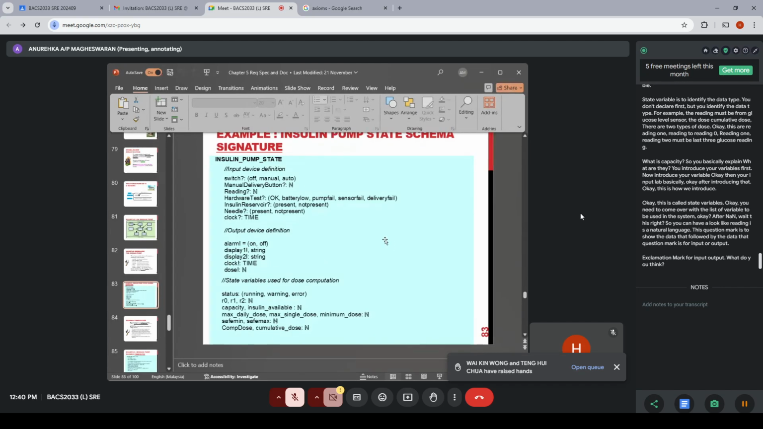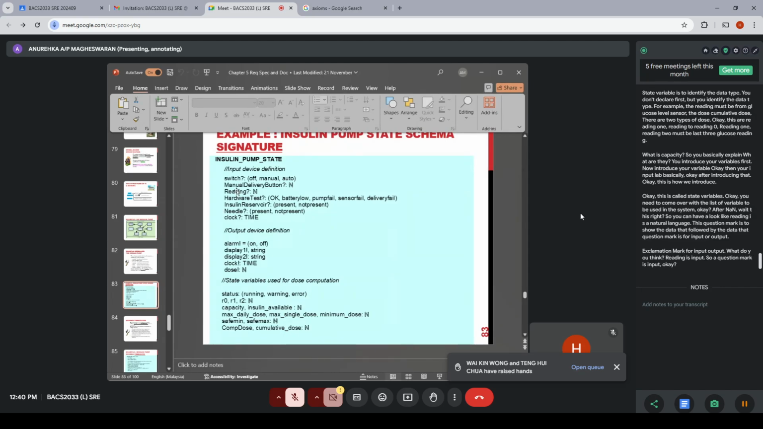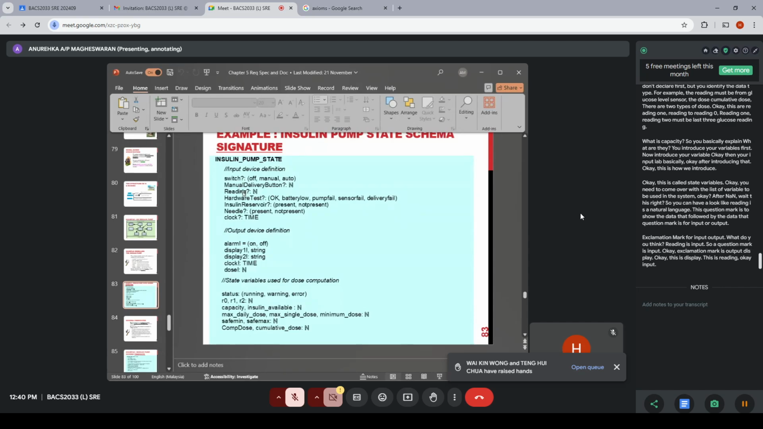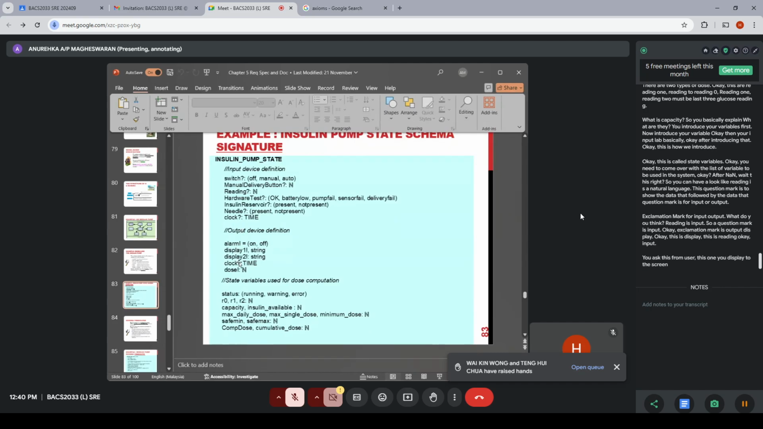What do you think? Reading is input, so the question mark is input. The exclamation mark is output. Display is this one. This is reading, input, you ask this from the user. This one, display, you show on the screen. Understand or not? So input and output.